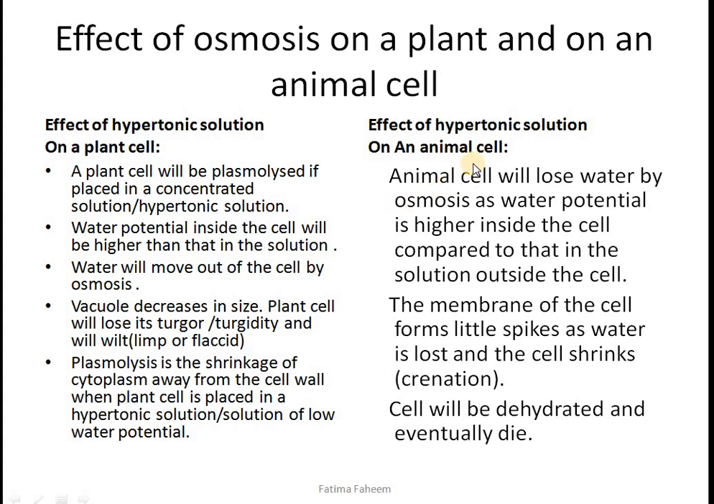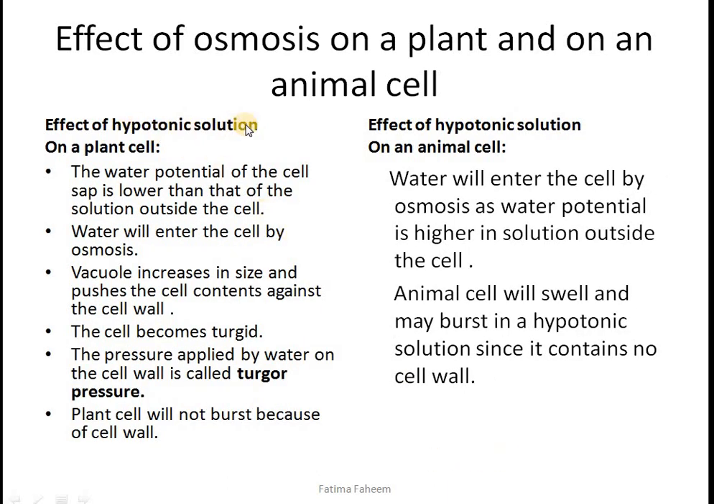What about an animal cell if it is placed in hypertonic solution? It will lose water by osmosis because water was higher in the cell compared to the solution outside. The membrane of the cell would form spikes leading to crenation. The cell will be dehydrated and eventually die.